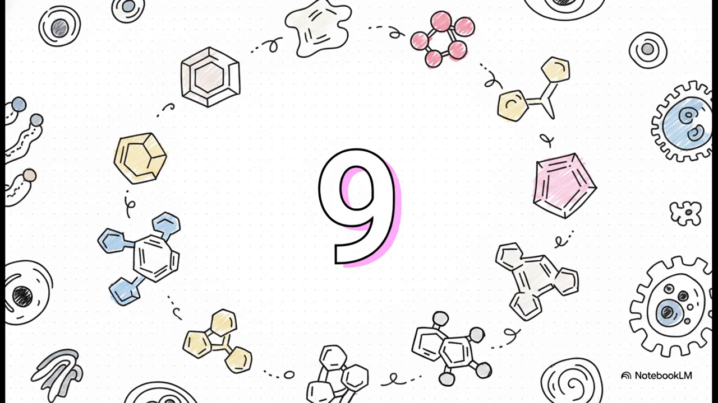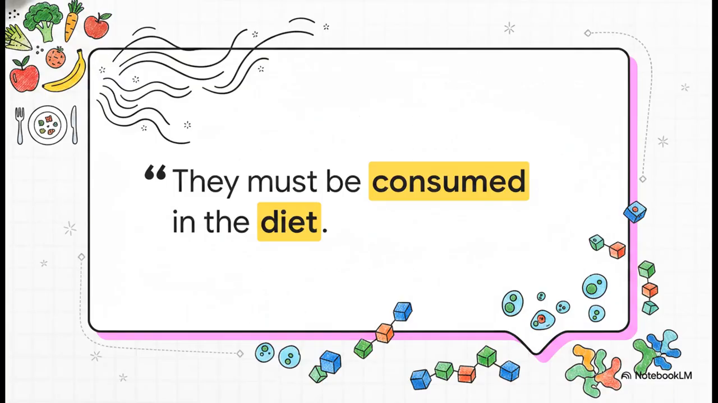Out of the 20 amino acids required for human life, there are exactly 9 that our bodies simply cannot synthesize on their own. We completely lack the internal biological machinery to build them from scratch. We call these the essential amino acids. As the source material bluntly puts it, they must be consumed in the diet. This is exactly why what you eat matters on a microscopic level.